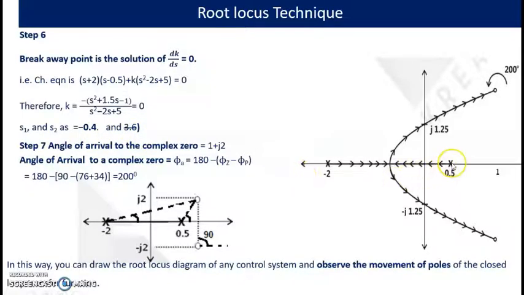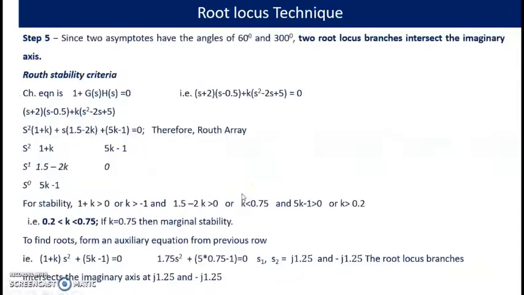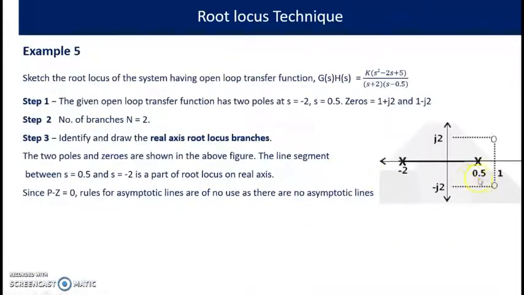Here this ball is moving. From this figure we can see that this ball is moving along in this direction. This ball is moving along in this direction. This ball cannot move in this direction because this is not part of the root locus. This ball can move only in this direction because this is not part of the root locus.